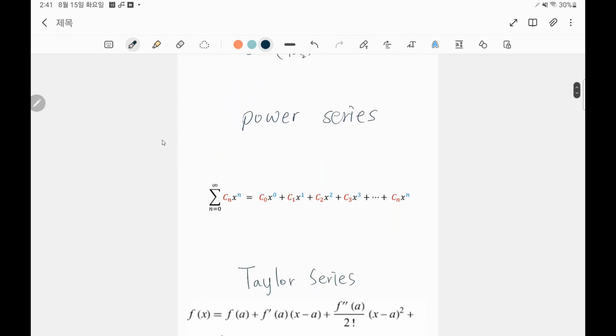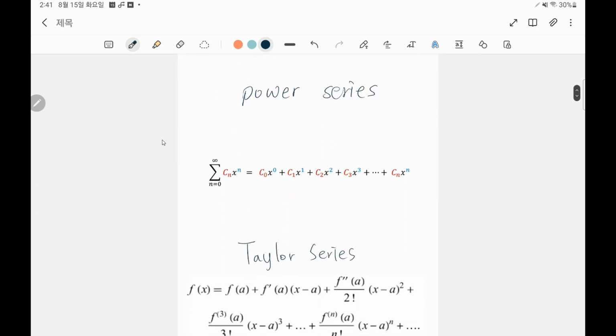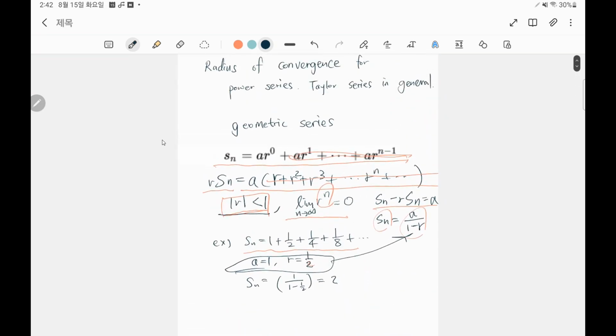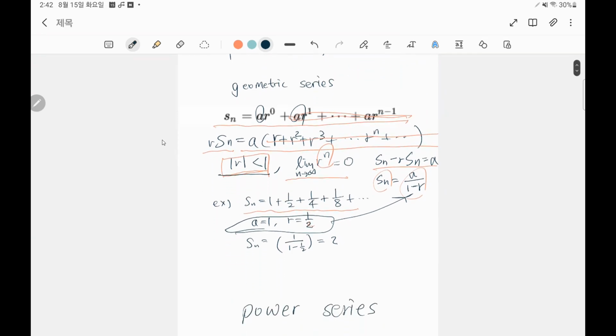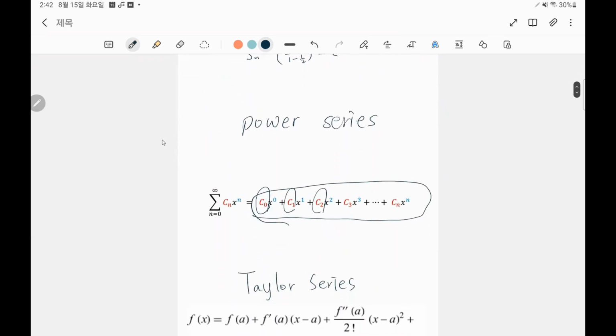Now let's look at the power series and the Taylor series. The power series looks like this on the right hand side here. It looks similar to the geometric series, but it has coefficients c0, c1, c2, which don't have to match each other. They don't have to be identical, whereas in the geometric series, they were just a and were identical numbers. In the power series, they don't have to match each other.